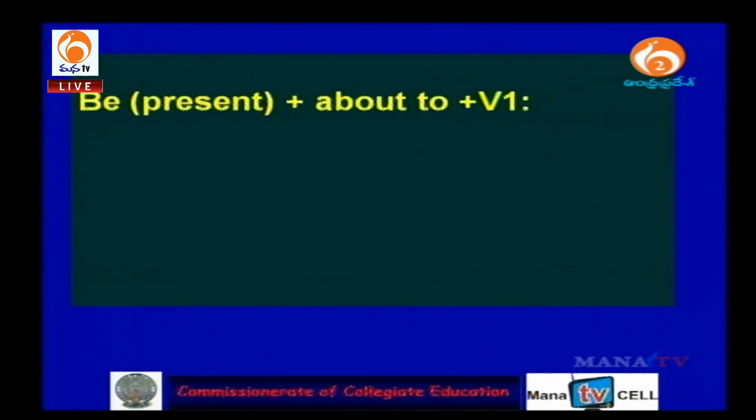Now, be in present tense, about to plus V1. Be in present tense, about to plus V1. Look at the example. What does it indicate? It indicates a prediction. That means an assumption in future.